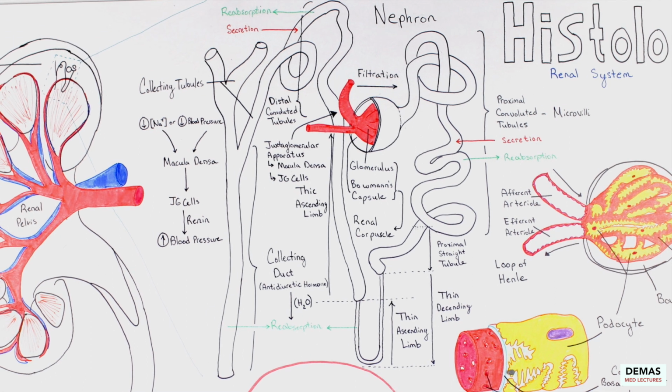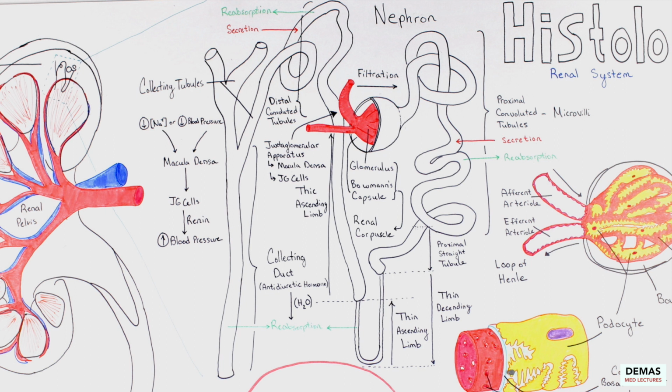First was the proximal convoluted tubules, which are responsible for reabsorbing nutrients and secreting waste products from the body. The proximal convoluted tubules are the only part of the nephron that has microvilli. Next was the loop of Henle, and we discussed its function of reabsorbing water and salts. Third was the distal convoluted tubules. Their function is similar to the proximal convoluted tubules, however, they do not contain microvilli.